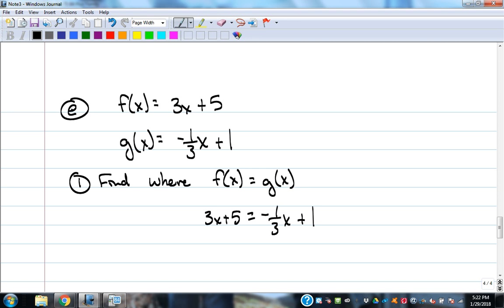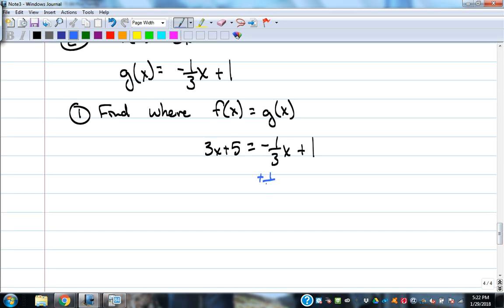So we're going to get x by itself. So I would add 1/3 x to 3x. And I'm going to do two steps at once. I'm going to subtract 5 from 1. Red make purple, so I'll make a purple step here. Negative 4. And then 3 plus 1/3 is 3 1/3. So it'd be 3 times 3 is 9 plus 1 is 10 over 3 x.